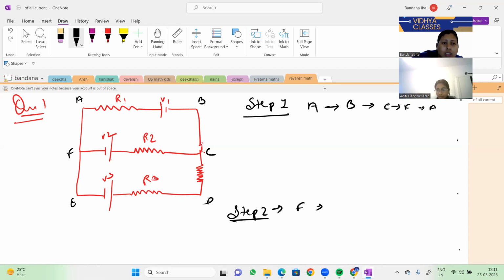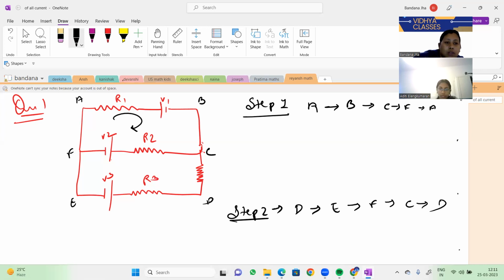It's your wish now. You will say, ma'am, why are you taking it from there? It's completely your wish. D, E, F, C, D. But the thing is that the loop should be closed. Okay, I am traveling in this direction.